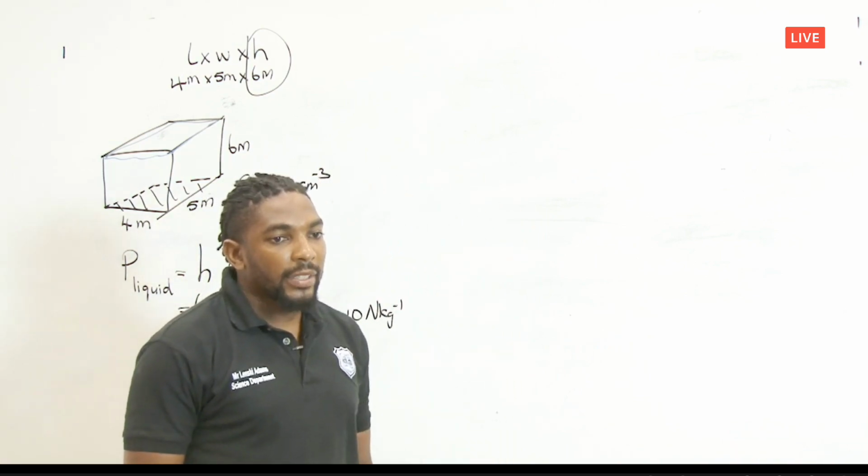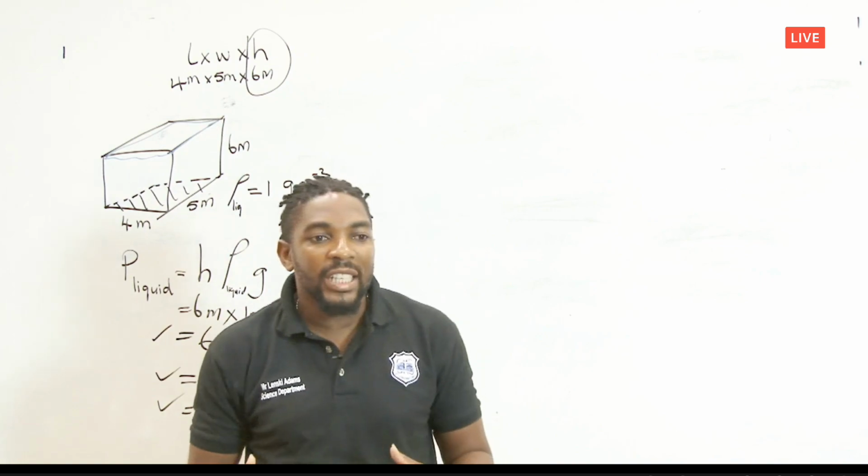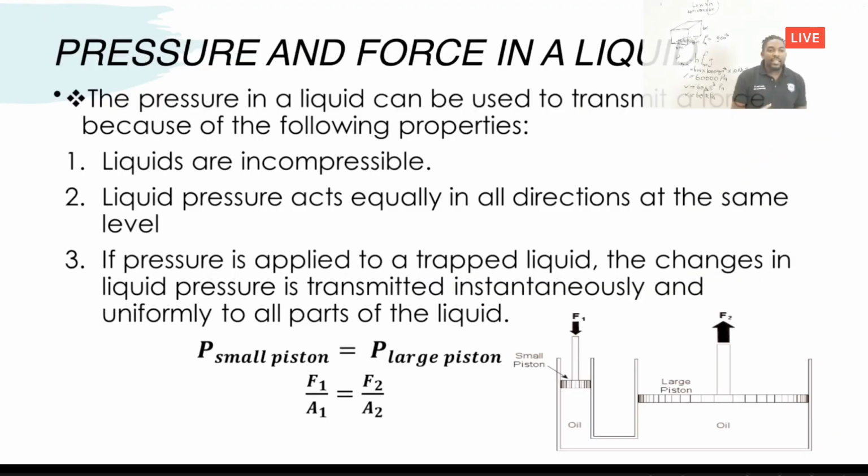Now, we want to understand that pressure and force can act in any system. Right? We want to look realistically at how we can use the concept of pressure in any device that we have around. So we have pressure and force in a liquid, where it says that the pressure in a liquid can be used to transmit a force because of the following properties. Right? And in this case, we're going to explain the hydraulic braking system in a vehicle, or hydraulic jack, or even rockets, how they actually use it.